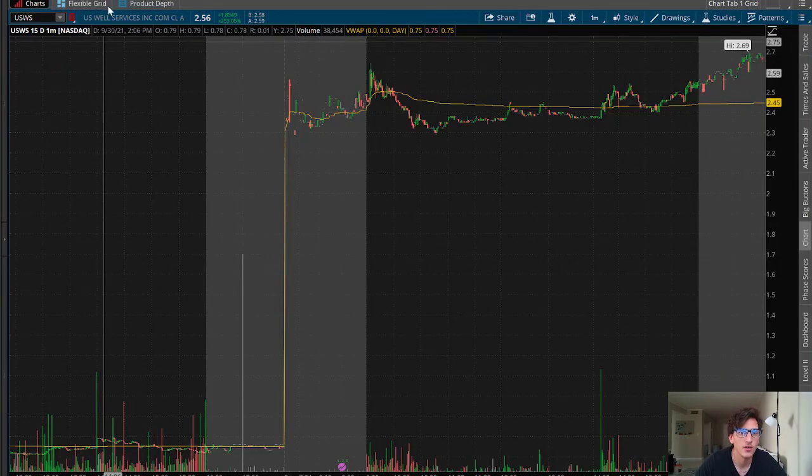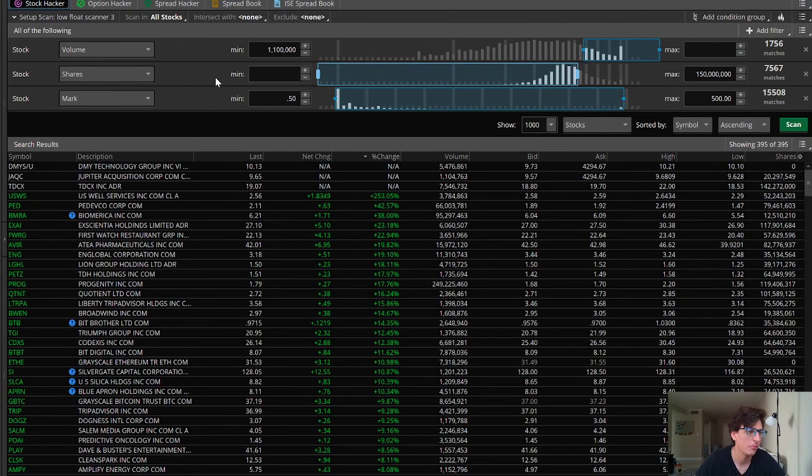So that's my scanner. That's how I set up my scanner every day. My pre-market scanner, and then right at 9:30 when the market opens, I have a different scanner. It's pretty easy and straightforward once you mess around with it and find the best parameters to find the best stocks that you like to trade.